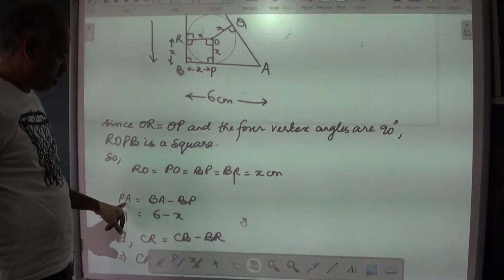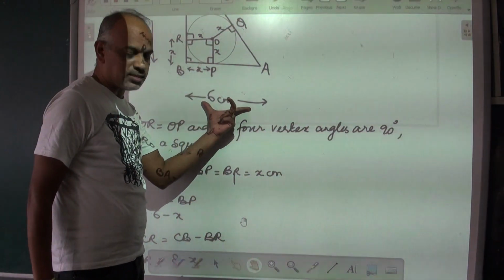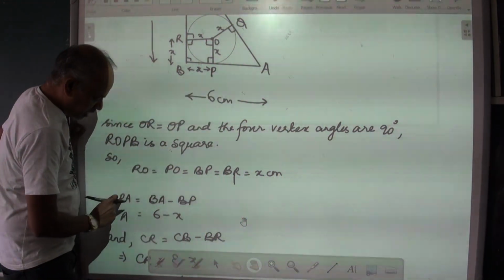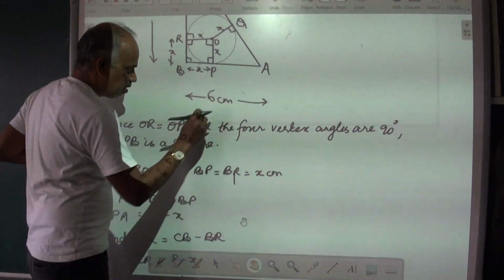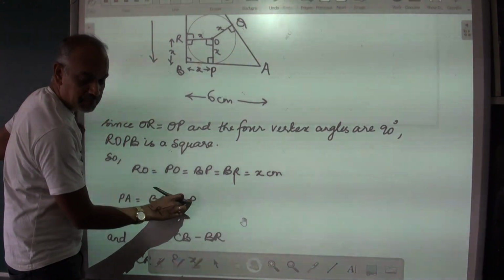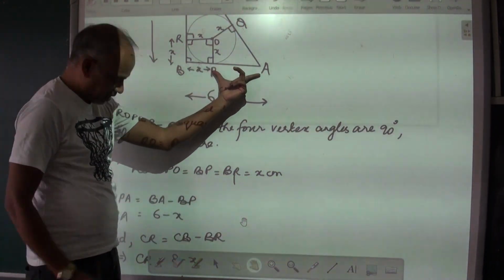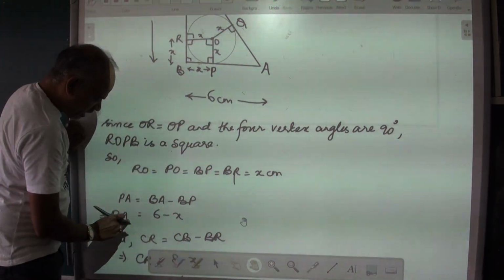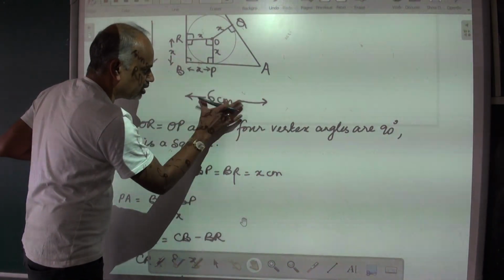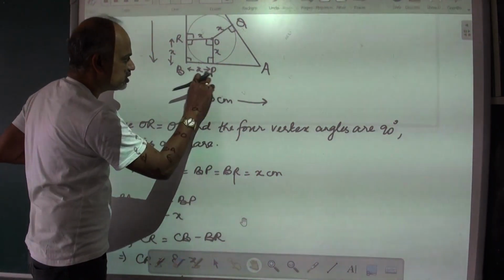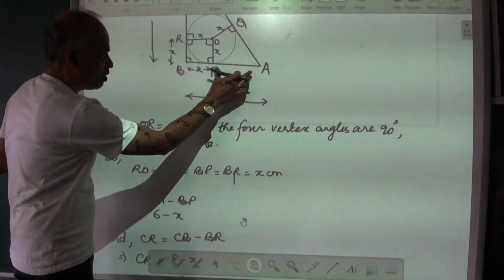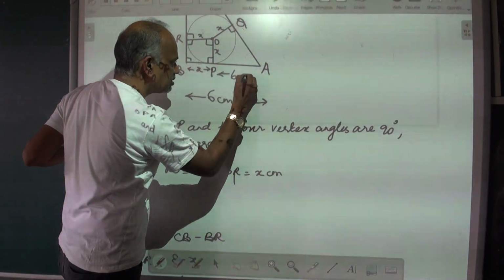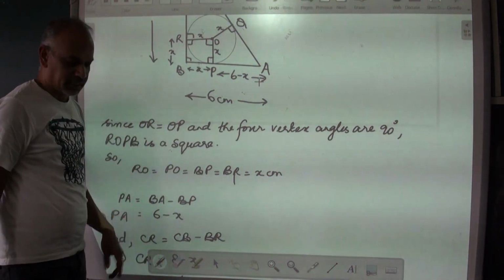Now if you see, this whole length BA is 6, and this much is x. I'm going to find A to P, that length, or P to A. PA is BA, the whole thing, minus BP. So PA is equal to BA, which is 6, minus BP, which is x. So PA is 6 minus x. This much is 6 minus x. Okay. That's the first one.